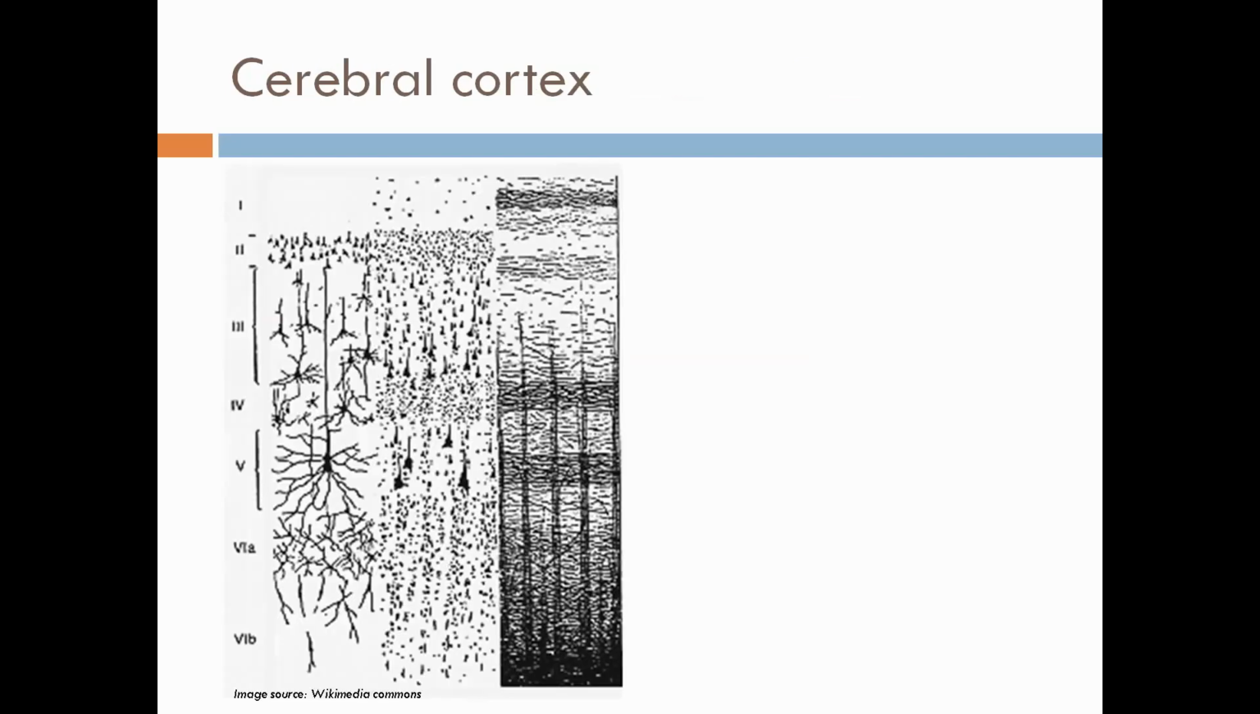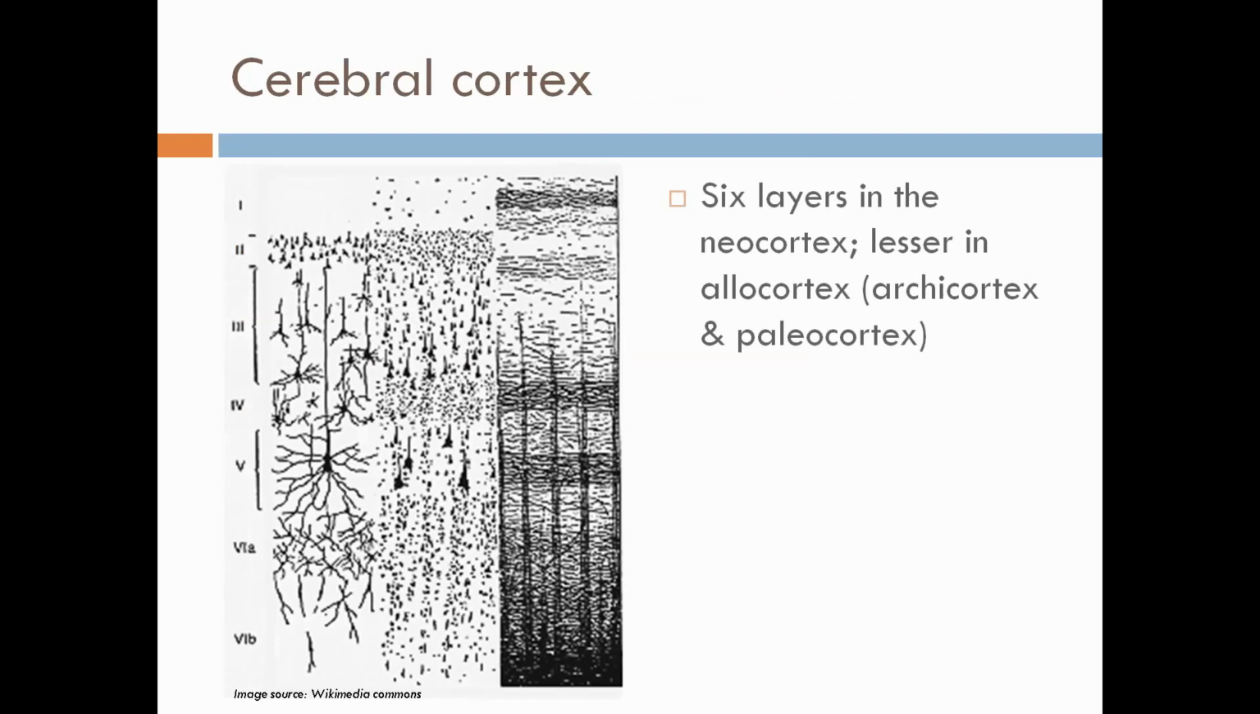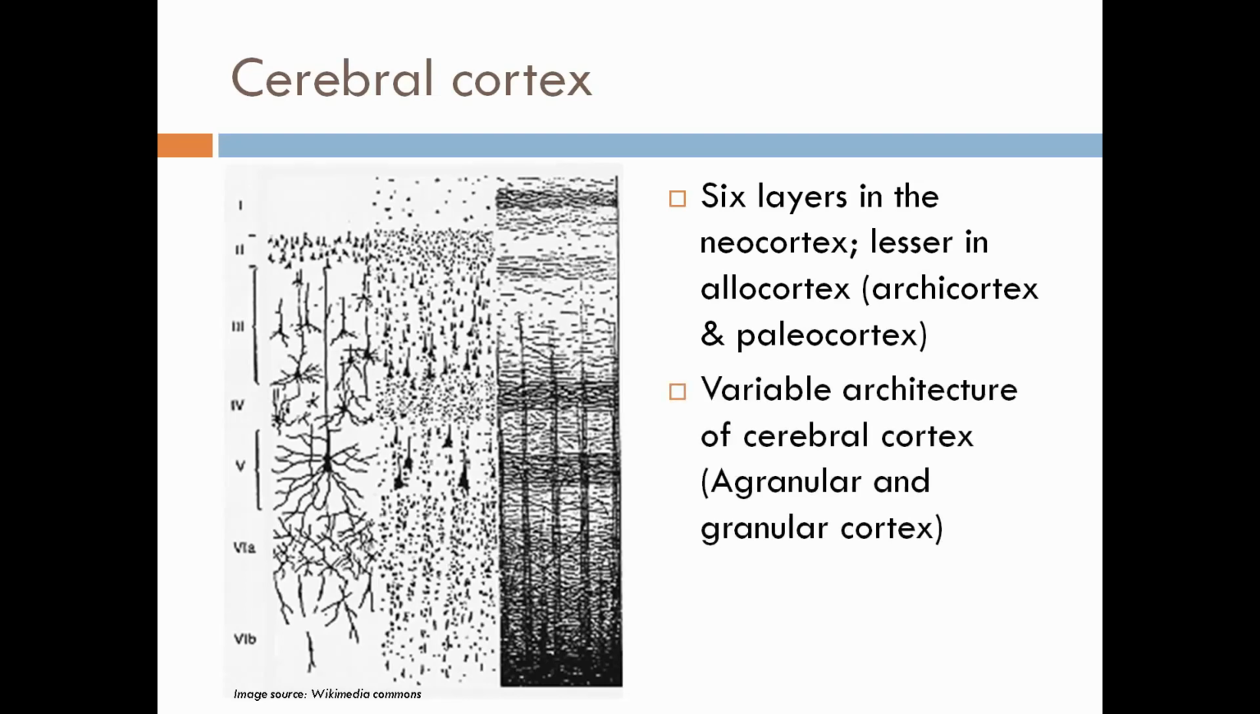This is a section through the cerebral cortex which demonstrates 6 layers, and thus it belongs to the neocortex. There are other areas which are evolutionarily older areas of the cerebrum which might have fewer layers, for example, the allocortex, which is made up again of the archicortex and the paleocortex. An example is the limbic lobe.